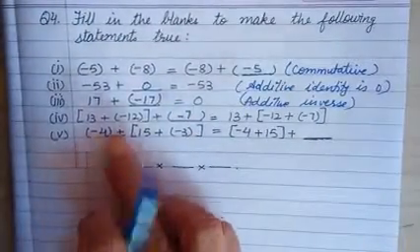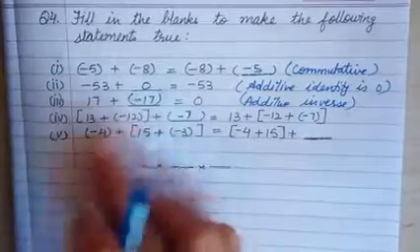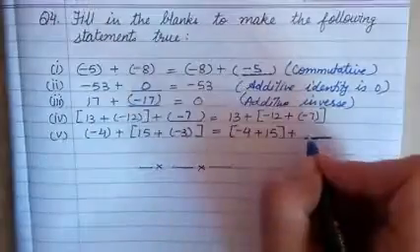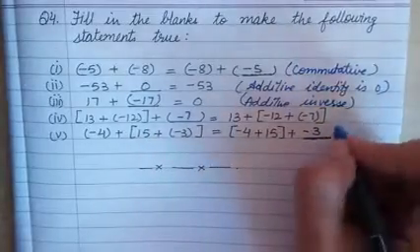Here also associative property, 5, 15, minus 4, 15 and minus 3, minus 4, 15. Here this minus 3 is not there, so put here. Answer is minus 3, and this is which property?